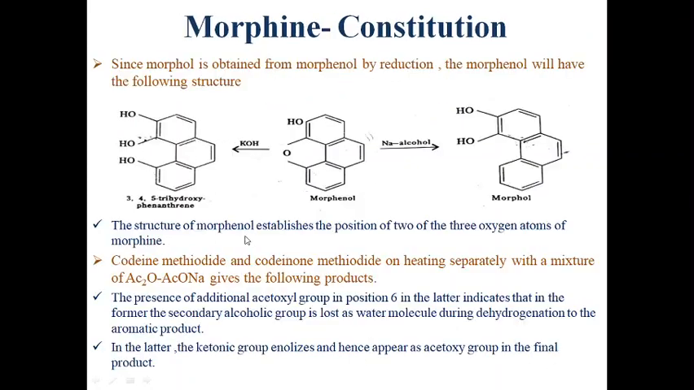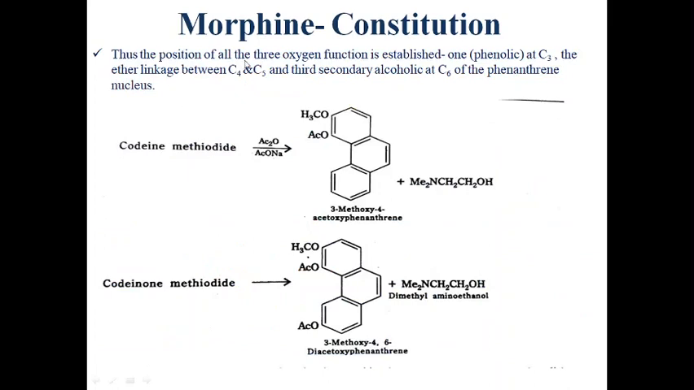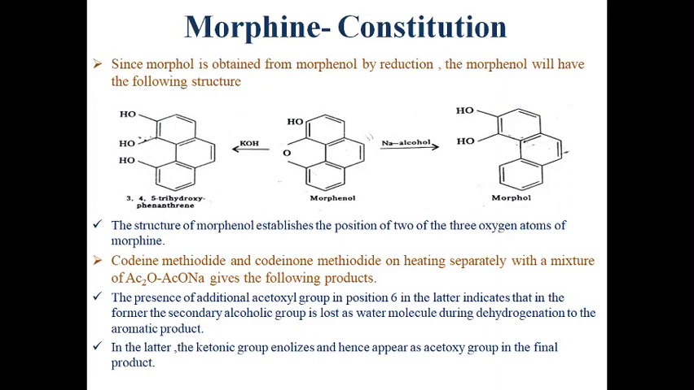So we have determined the position of all the 3 oxygen functionalities. One is the phenolic oxygen at C3. The ether linkage is between C4 and C5, and the secondary alcoholic group is at position C6 of phenanthrene, with the help of this reaction of codeine methiodide and codeinone methiodide.